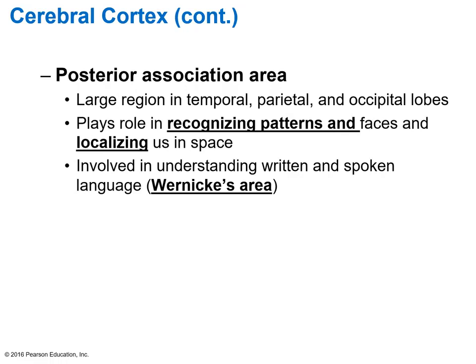The posterior association area, this is usually involving areas of the temporal, parietal, and occipital lobes, and it helps with recognizing patterns and faces and figuring out where you are relative to other locations. Another part of this is the Wernicke's area that helps you to understand written and spoken language. Wernicke's area is different from the Broca's area. The Broca's area allows you to give the spoken language.